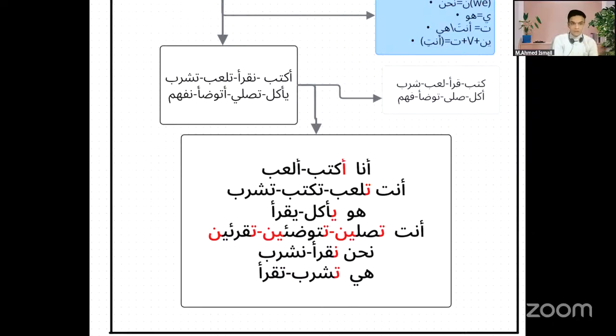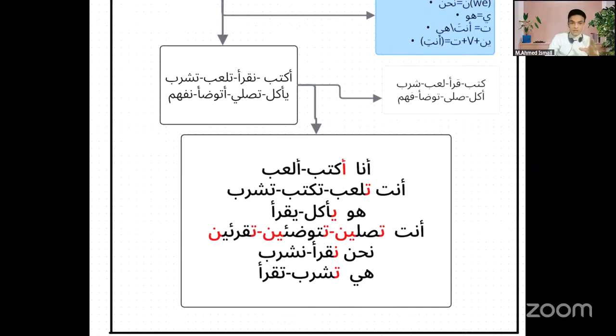And أتوضأ, أنا أتوضأ. And نفهم, نحن, we understand. The verb نفهم means we understand something. So if you understand the lesson, you say نحن نفهم الدرس. And if you want to say that in ماضي, you say نحن فهمنا الدرس. We will speak about that in the future.